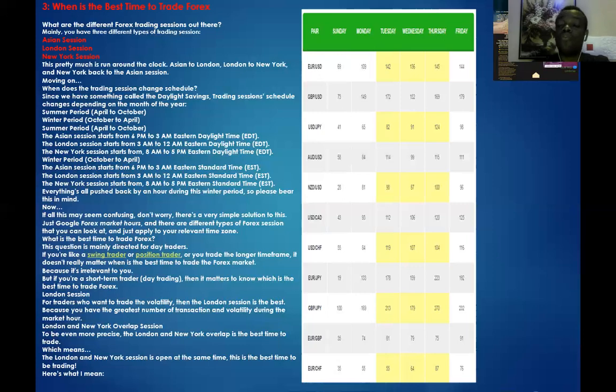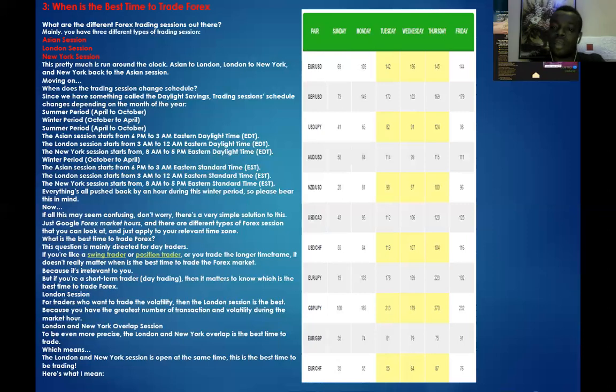Then we also have the American section, which is the New York section, opening by 1 o'clock in the afternoon and closing by 10 p.m. in the night. Okay, this is the New York section. Then the Asian section starts from 6 p.m. in the evening and closes by 11 p.m. in the night. That is it.